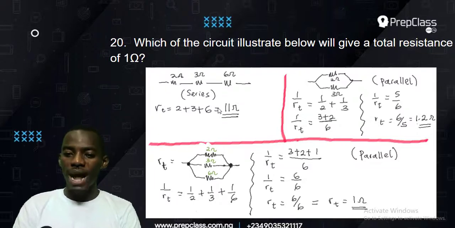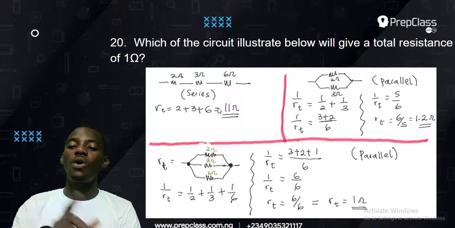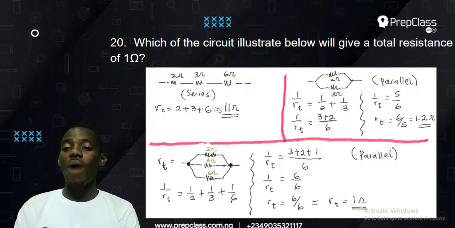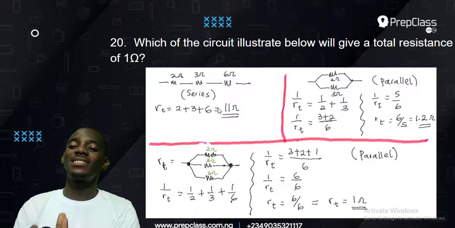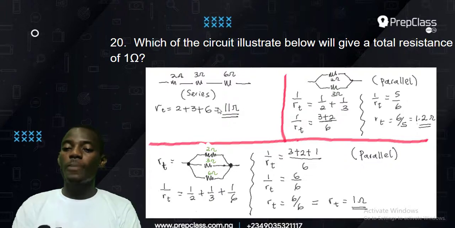Now option B, that's parallel. We have 2 ohms and we have 3 ohms. For anything parallel, the formula to use is 1 over R total equals 1 over R1 plus 1 over R2. In this case, that's 1 over 2 plus 1 over 3. That is the formula for finding resistance for parallel circuits.